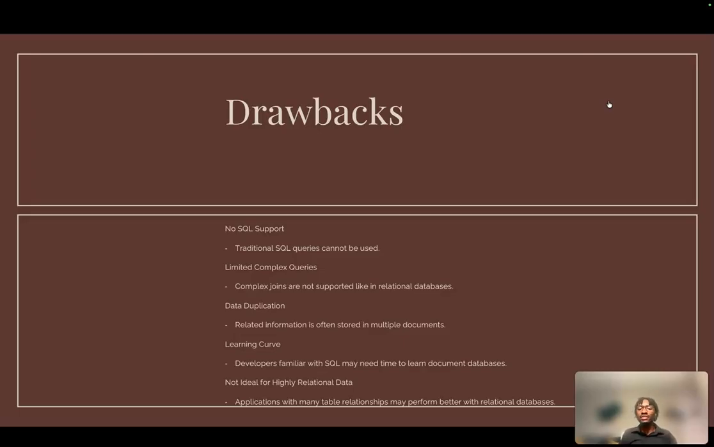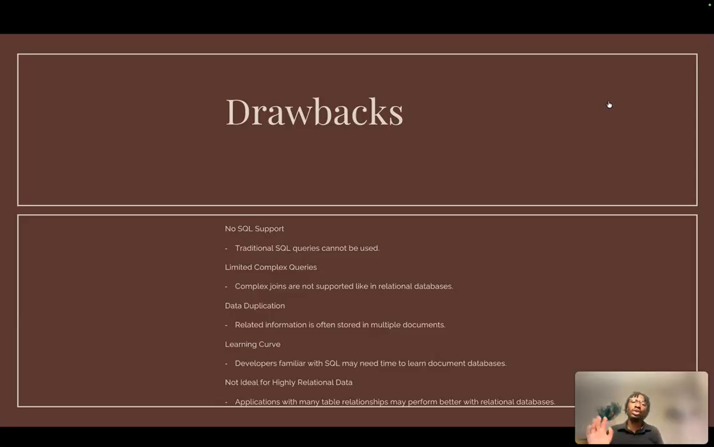However, even with its advantages, everything has some drawbacks, starting with CouchDB. First, there is no SQL support, meaning that traditional SQL queries cannot be used. And if someone's more used to SQL queries, with this one being NoSQL, they will have to get a little bit used to this new database. Next, it has limited complex queries, meaning that complex joins are not supported like in relational databases, which goes back to what I just said, where if they're not used to it, it's going to take a little bit to adapt. Next, there is data duplication, and related information is often stored in multiple documents.